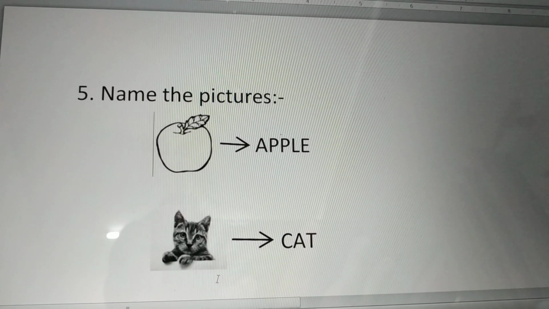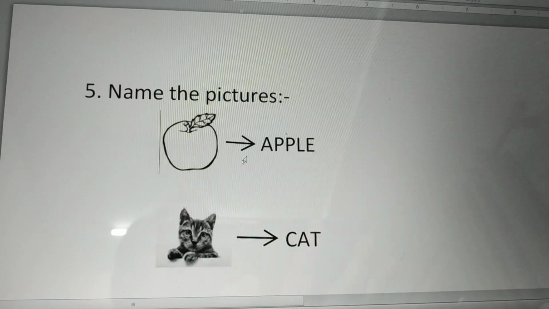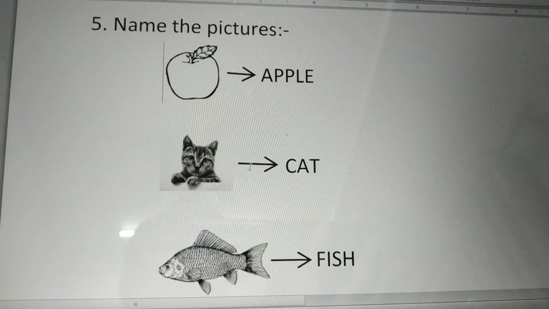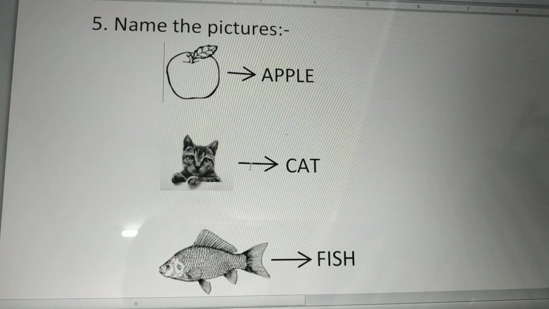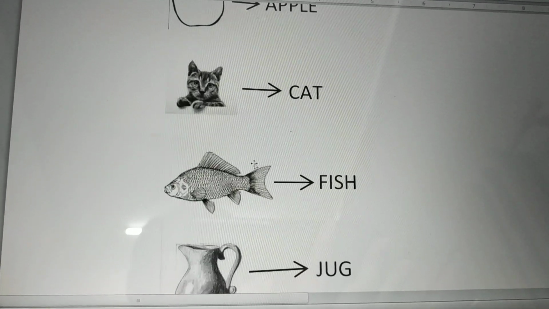Question number 5, name the pictures: apple, cat, fish, duck.